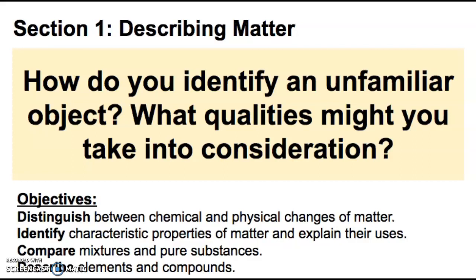So just like with rocks and minerals, every piece of matter has characteristic properties that are going to set it apart from other types of matter that exist in the universe. And understanding the characteristic properties of a piece of matter helps us to use that piece of matter more effectively, and also helps us to identify that piece of matter if we encounter it out of context. The objectives we're going to deal with today are the last 2. We need to be able by the end to compare mixtures and pure substances and describe elements and compounds.